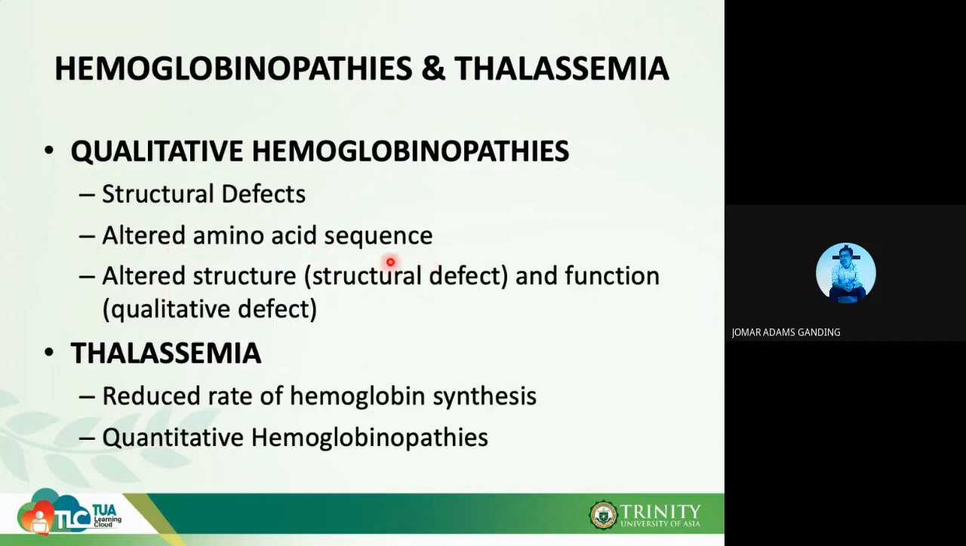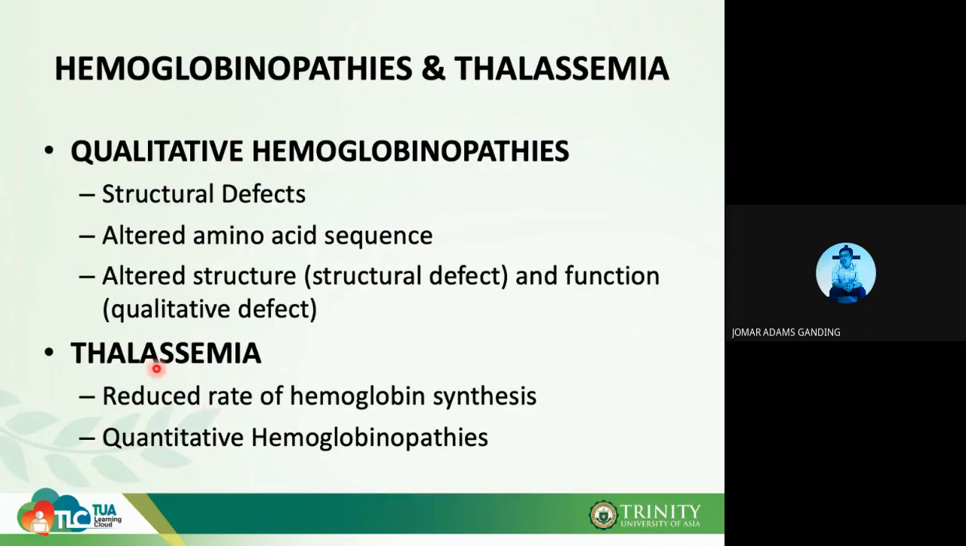This altered amino acid sequence would cause alteration in their structure, causing a structural defect and alteration in their function. That's why we call this collectively the qualitative hemoglobinopathies. Okay? May problema sa quality pero tama lang yung production. Unlike your thalassemia. Thalassemia is characterized by a reduced rate of hemoglobin synthesis. That's why it is your quantitative hemoglobinopathies. Nakukuha?